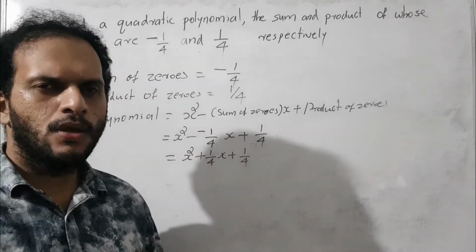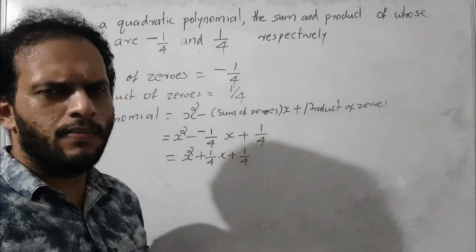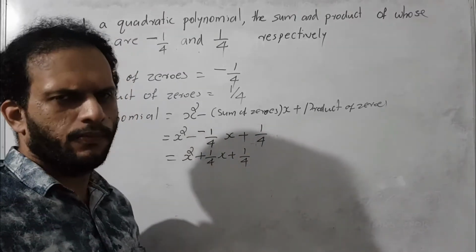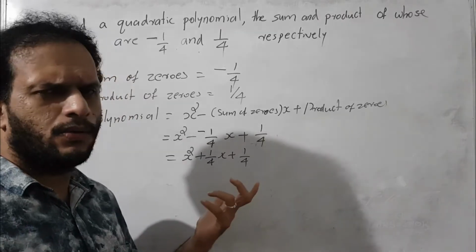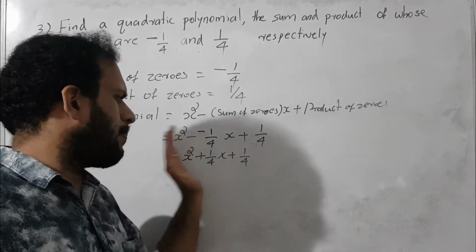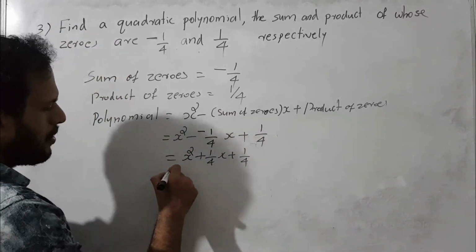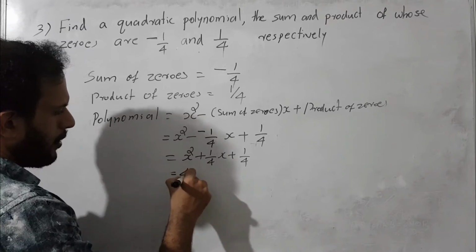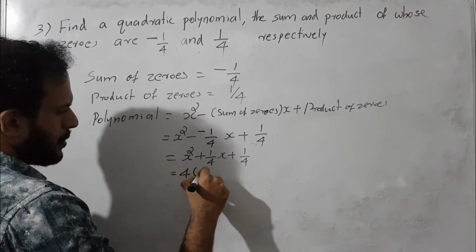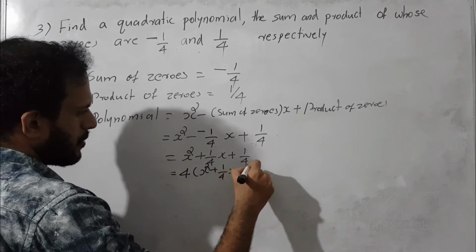That is okay. So there's no doubt to multiply the whole terms by the denominator 4. Both are the same, so no confusion. Here, what happened? The next step, we need to multiply all the terms of this polynomial by 4. Then what is next? Is equal to 4 into x square plus 1 by 4 into x plus 1 by 4.